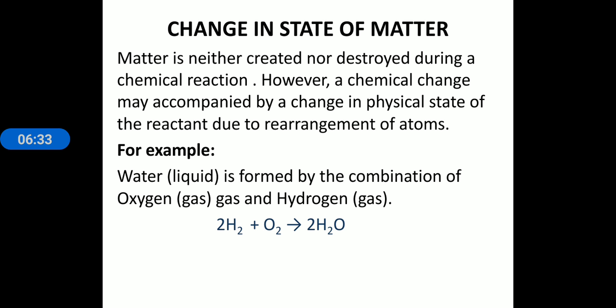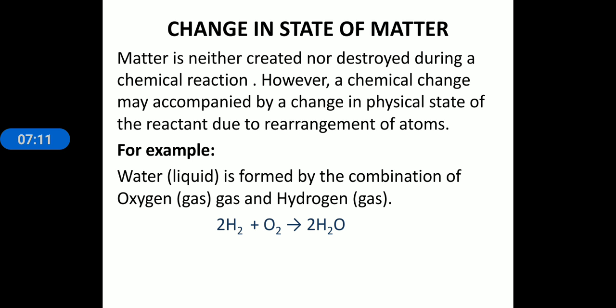On the reactant side, there are 4 hydrogens, so the mass of hydrogen is 4, and there are 2 atoms of oxygen, so the mass of one oxygen atom is 16. 16 multiplied by 2, so 32 is the molecular mass of oxygen. 32 plus 4 is equal to 36. On the product side, we have 2 molecules of hydrogen. The molecular mass of hydrogen is 2. 2 multiplied by 2, 4. 2 atoms of oxygen, the mass of one oxygen atom is 16. 16 multiplied by 2, 32. 32 plus 4 equal to 36.